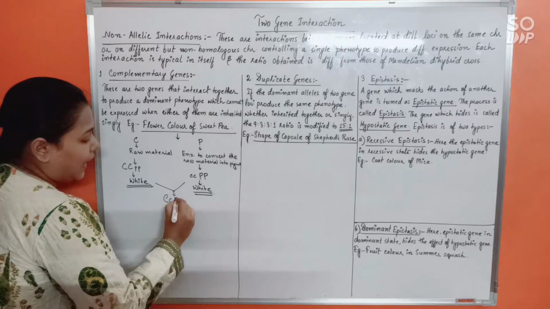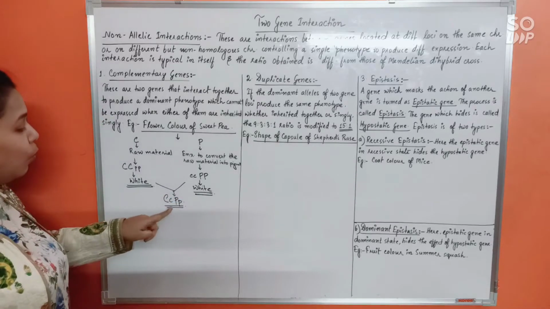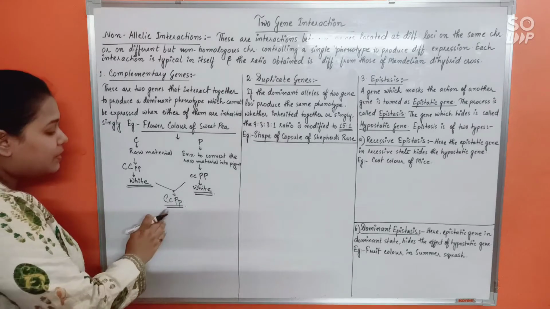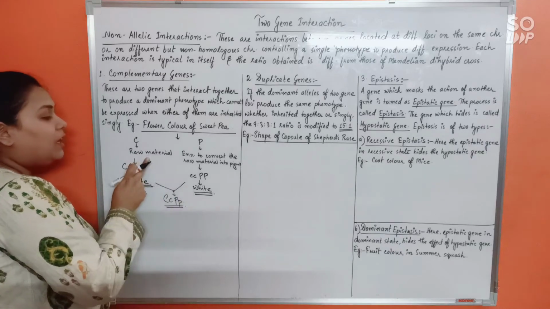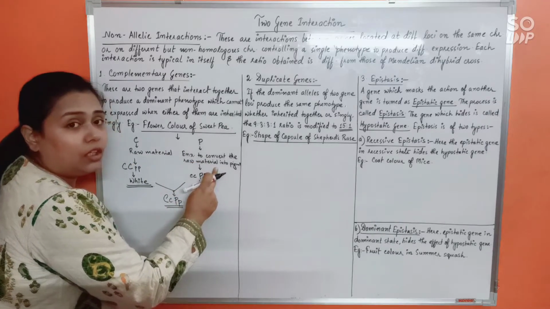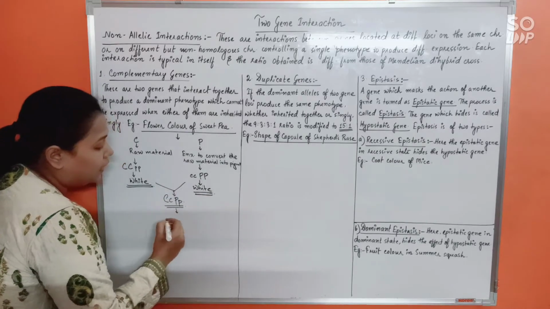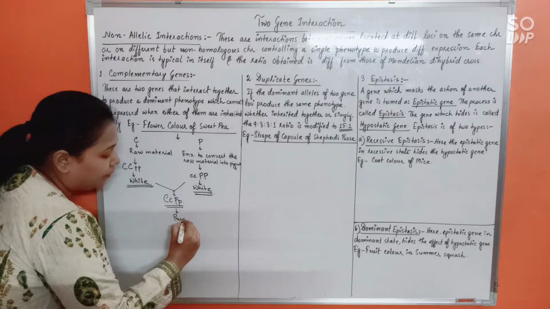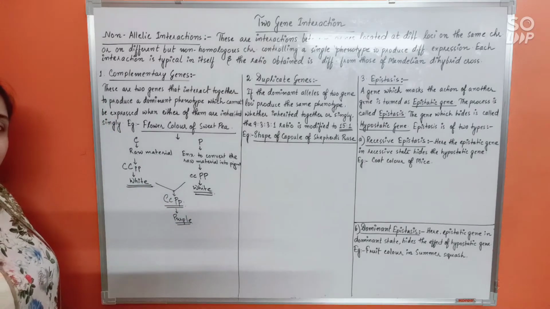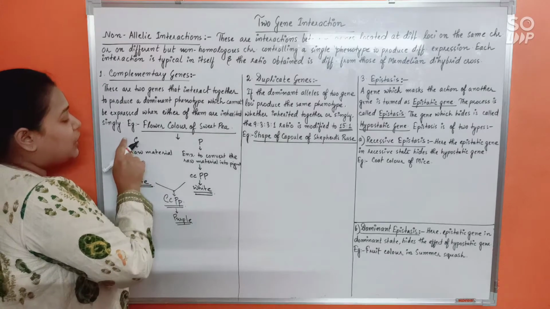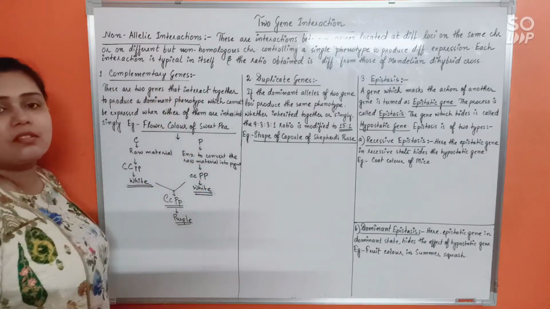gene C and gene P, both the genes have one dominant allele. That means both the genes have been inherited together. Now the raw material is also present, and an enzyme to convert the raw material into pigment is also present. Now the flower color would convert into purple. Understood? So now we can say that gene C and gene P are complementary genes.